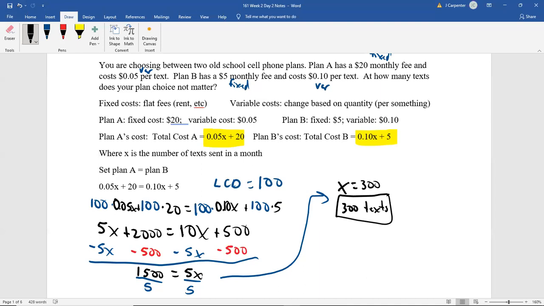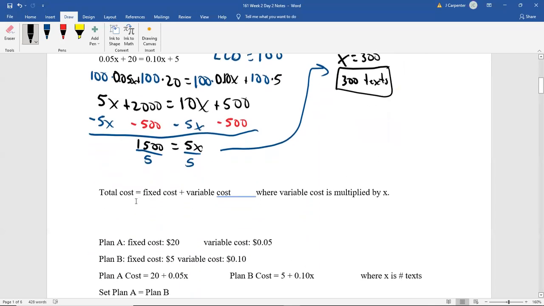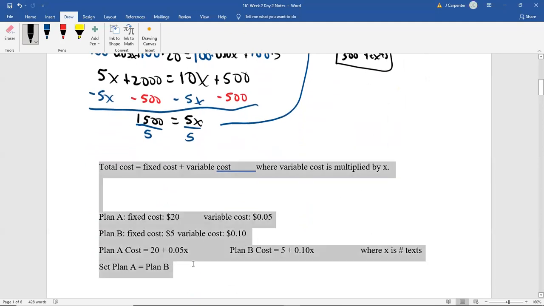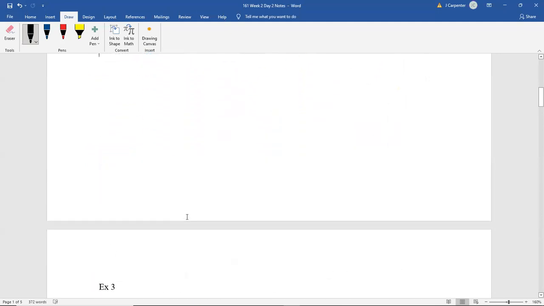You can also graph these. These would look like lines. And at whatever number of texts you're sending, the lower line would be the cheaper plan. We'll talk about that another day. All right, so that's a pretty good problem. Let's just erase this stuff. It's all the same. Cool.